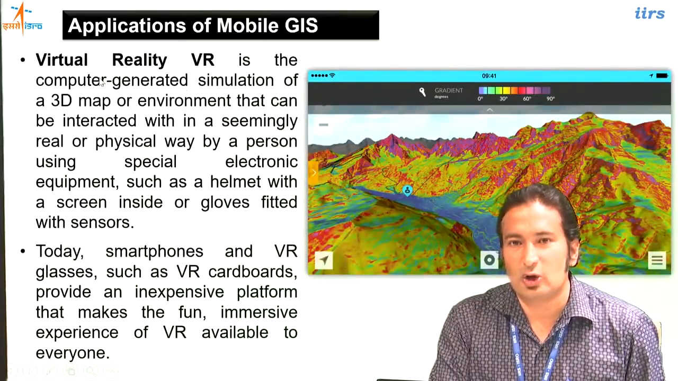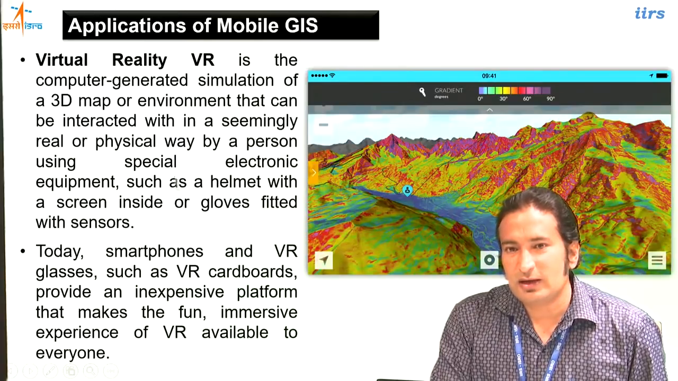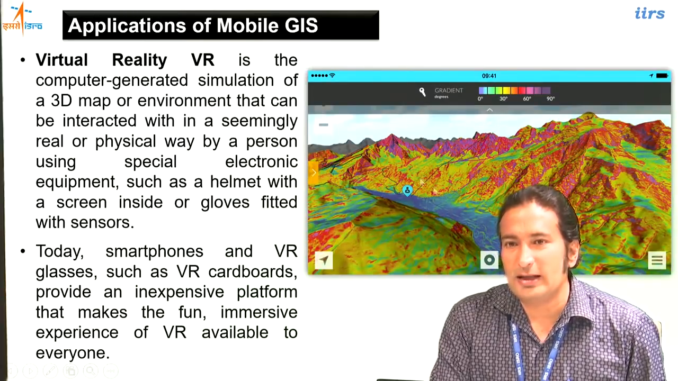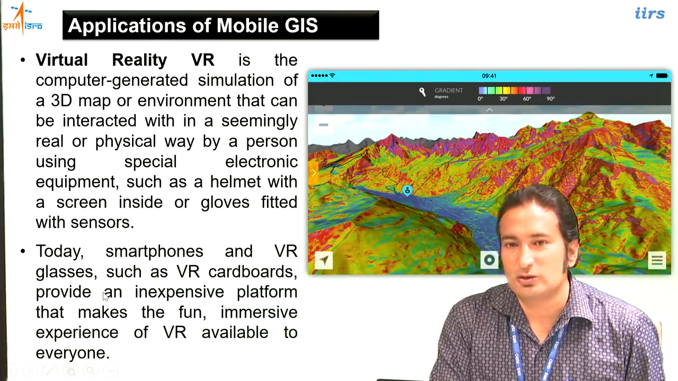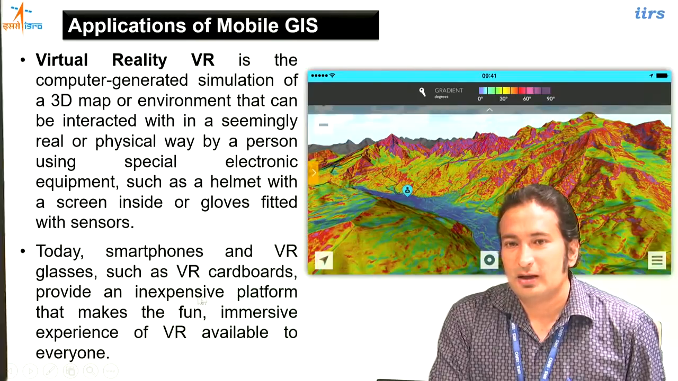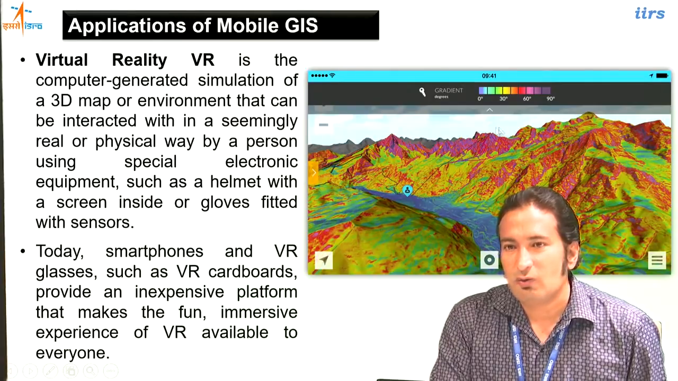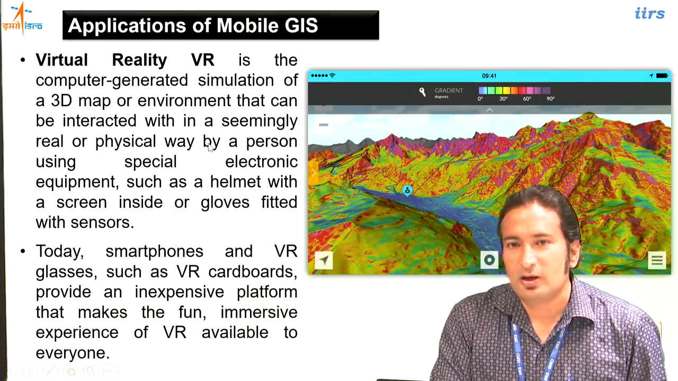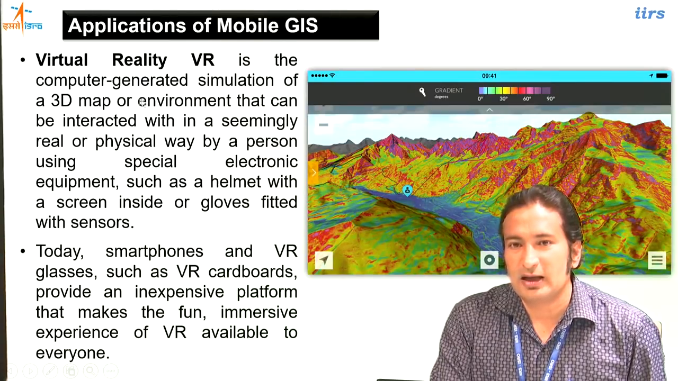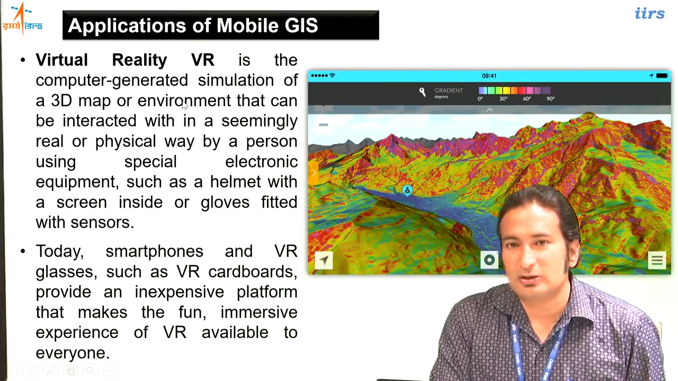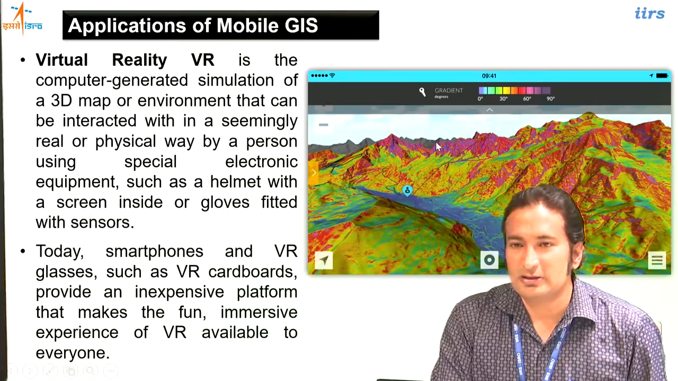Okay, if we talk about virtual reality, this we can again do with the help of mobile GIS. Now these smartphones and the virtual glasses such as VR cardboard provide an inexpensive platform that makes the immersive experience of VR available to everyone. So this is also one small example of virtual reality which is implemented using mobile GIS. I can have a 3D map of the environment that can be interfaced with some other devices.